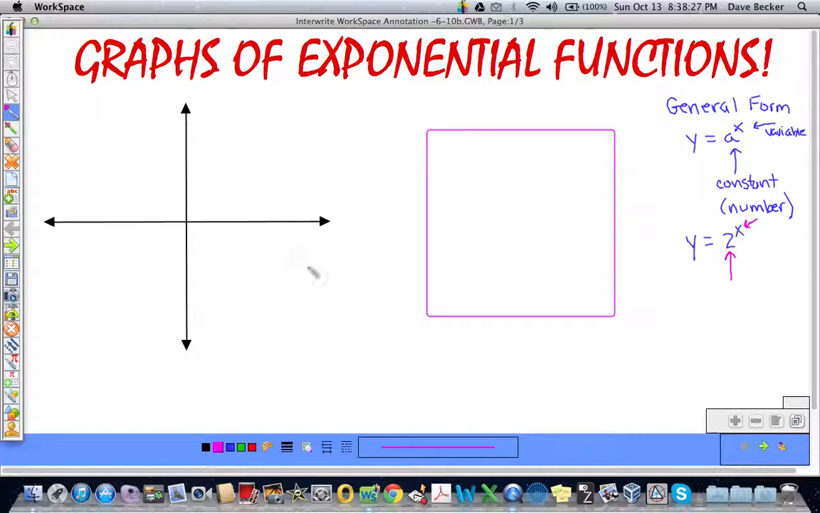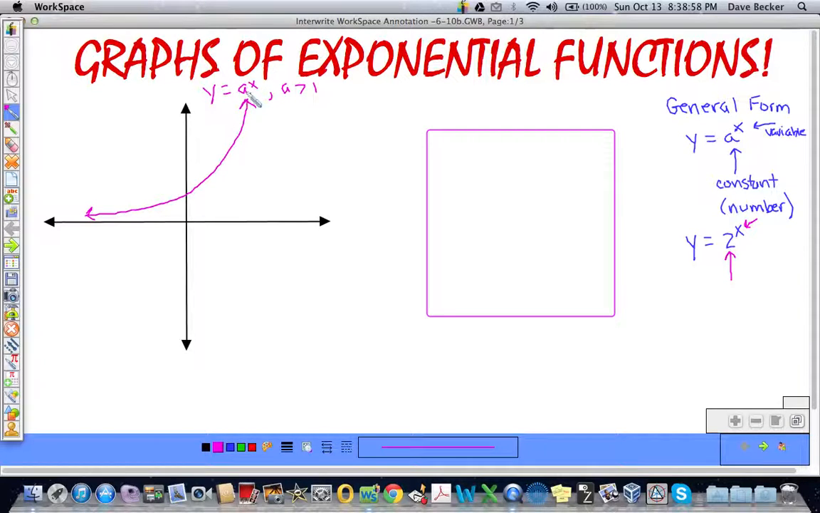Generally, the shape of any exponential function of y equals a to the x, for a greater than 1, looks something like this. It's a nice smooth curve and goes shooting up. You've heard the phrase, it's growing exponentially. Well, that's because as the values of x get larger, the values of y get really, really large.